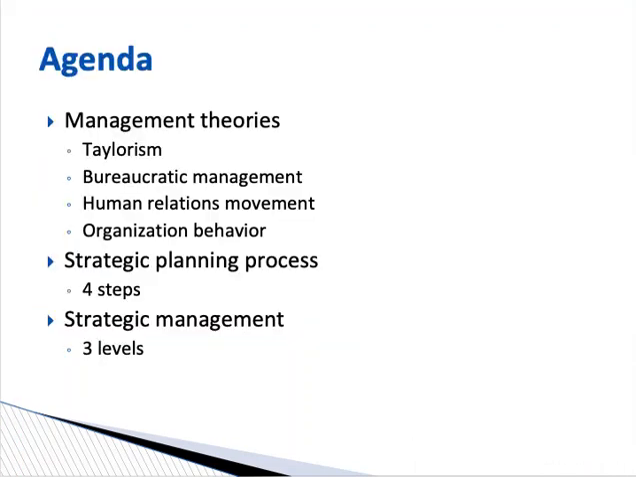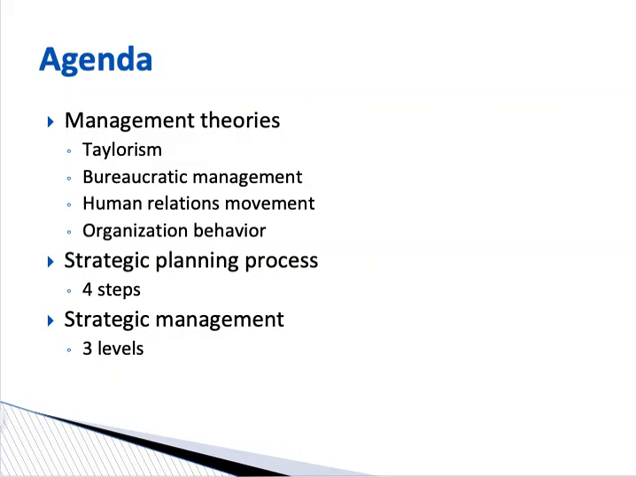Okay, so in today's class, we have 3 topics that we would like to cover. First of all, we're going to review a little bit about the management theories. There are 4 management theories we will look at today: Taylorism, bureaucratic management, human relations movements, and organizational behaviors. Then we're going to talk about 4 steps that help us develop a strategic plan for an organization. And also we're going to talk about 3 different levels of strategic management.